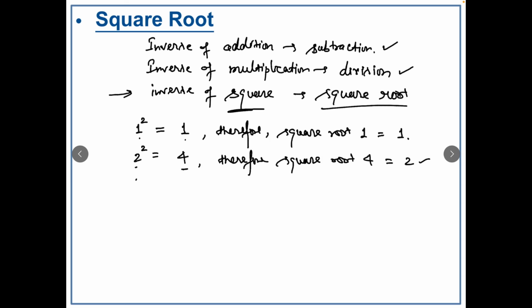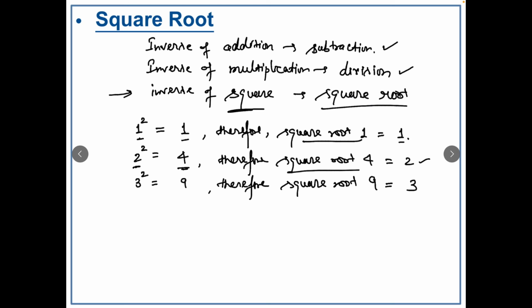In a similar way, if you find the square of the number 3, which is 9, therefore the square root of 9 will be equal to 3. So the square of 1 is 1 and the square root of 1 is also 1. The square of 2 is 4, the square root of 4 is 2. The square of 3 is 9, therefore the square root of 9 is 3.